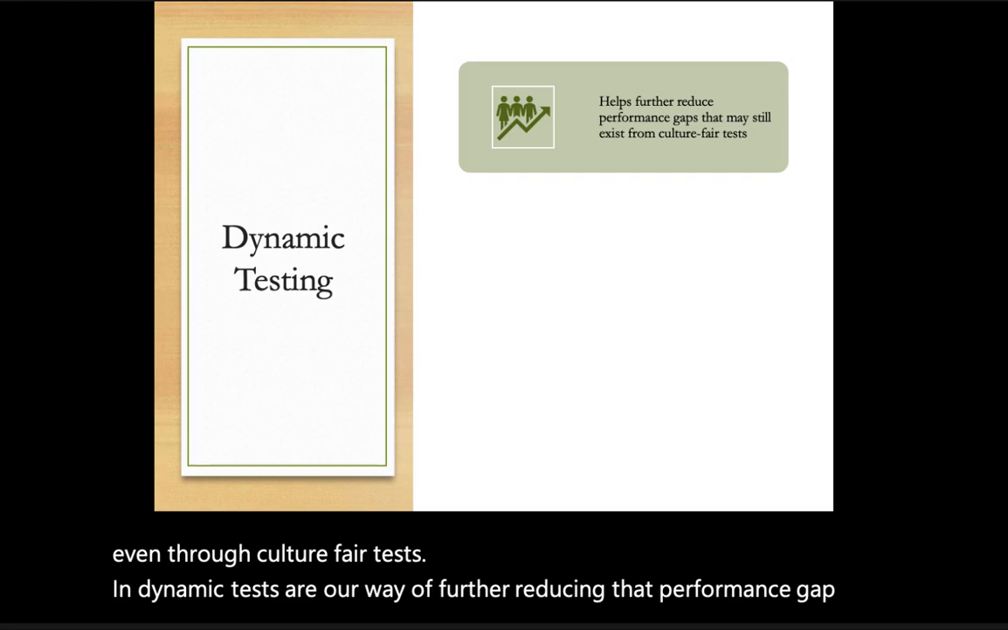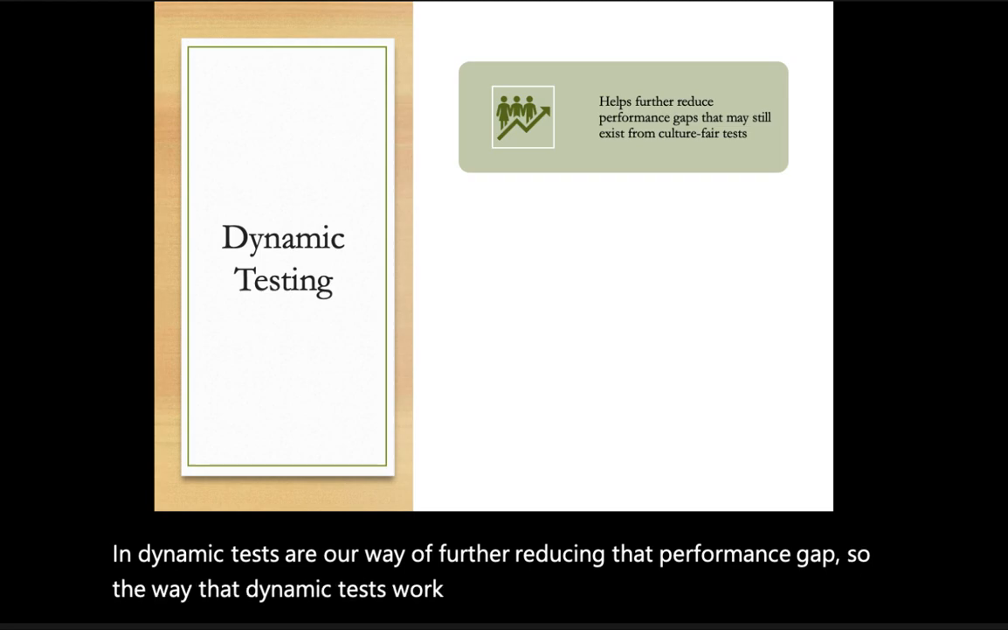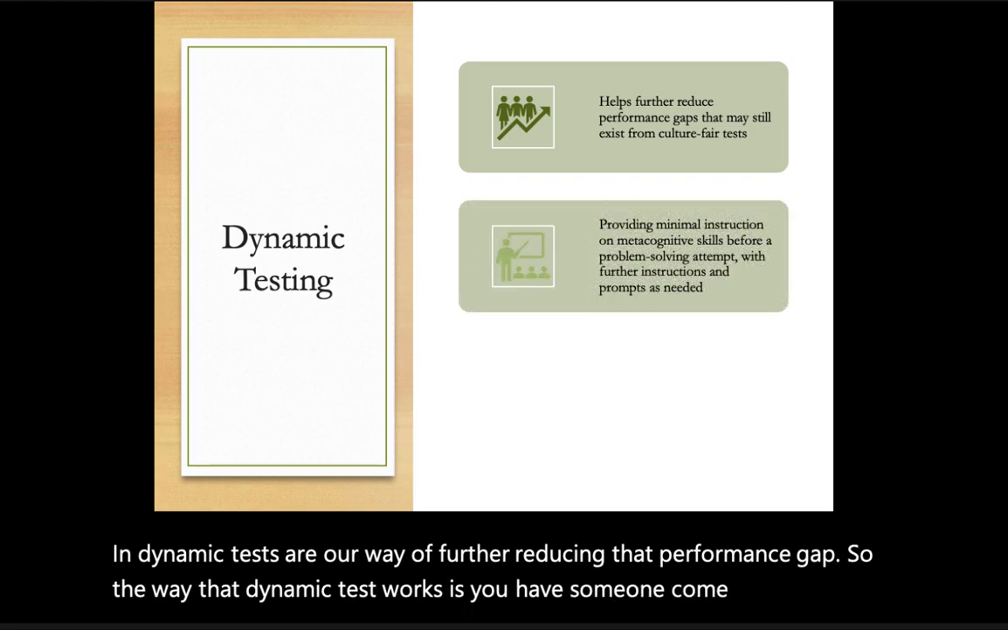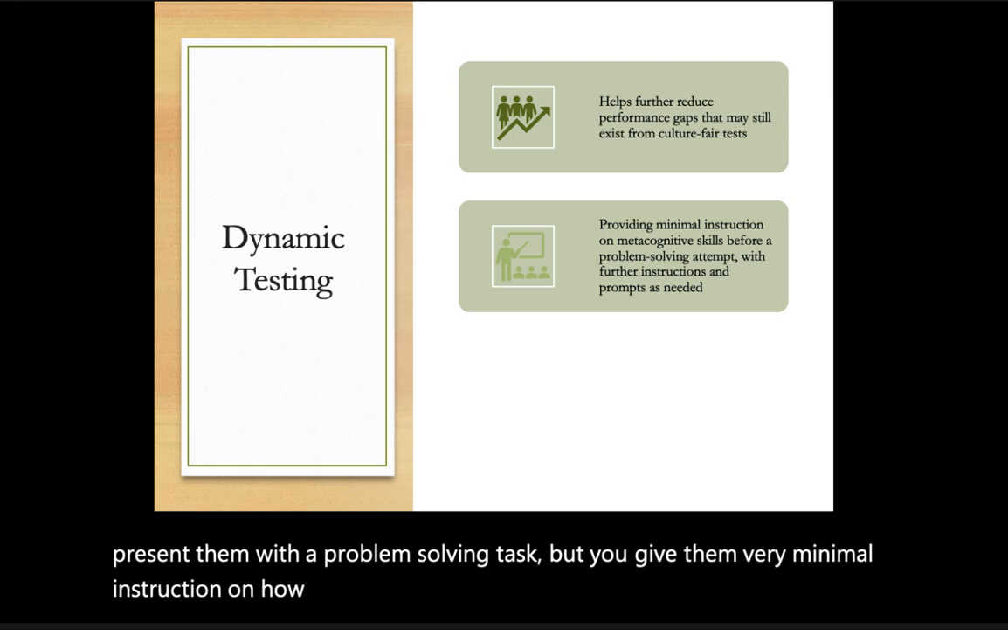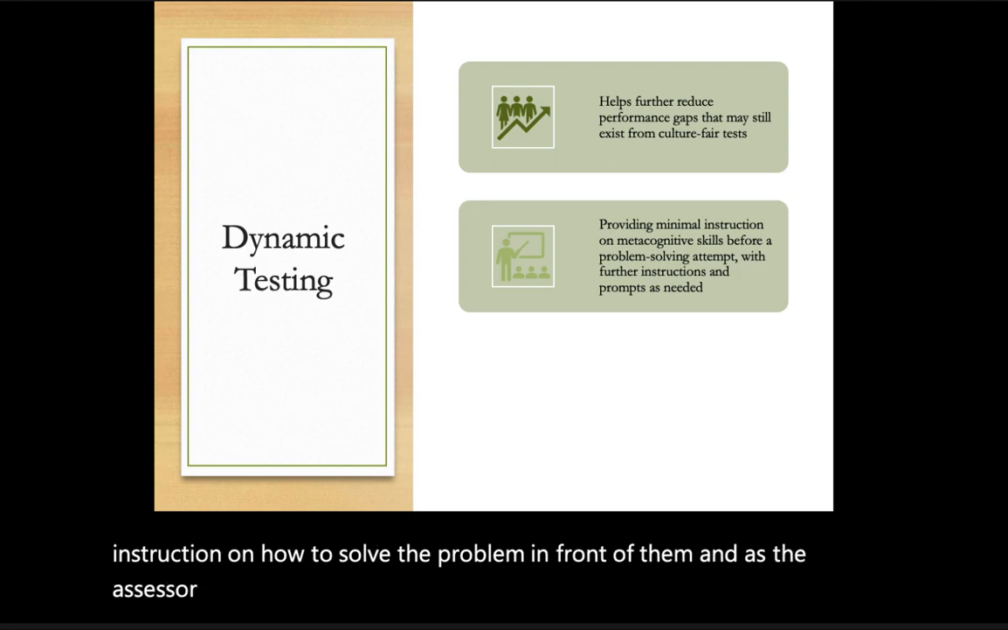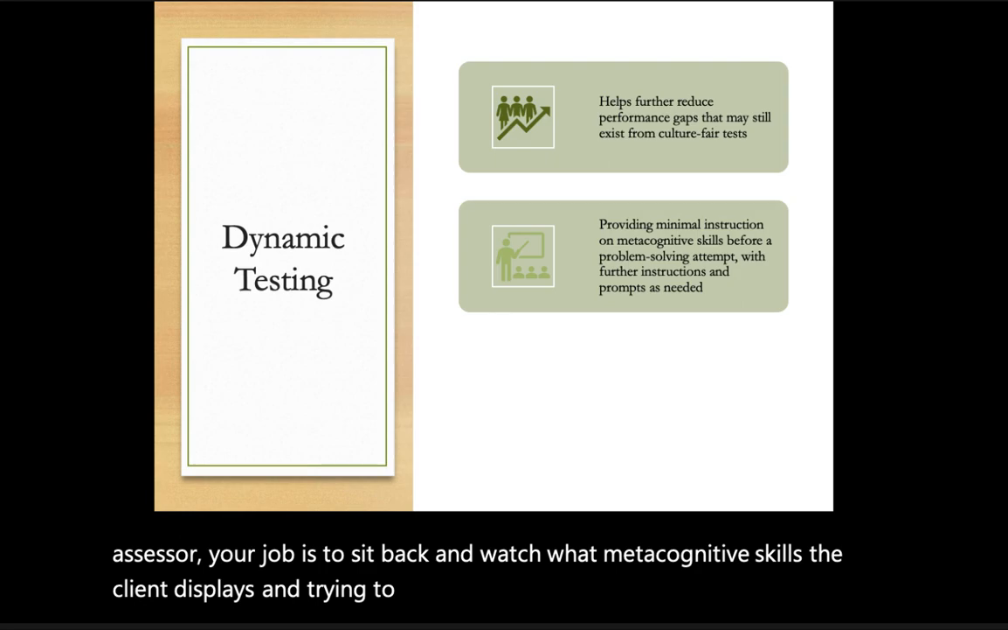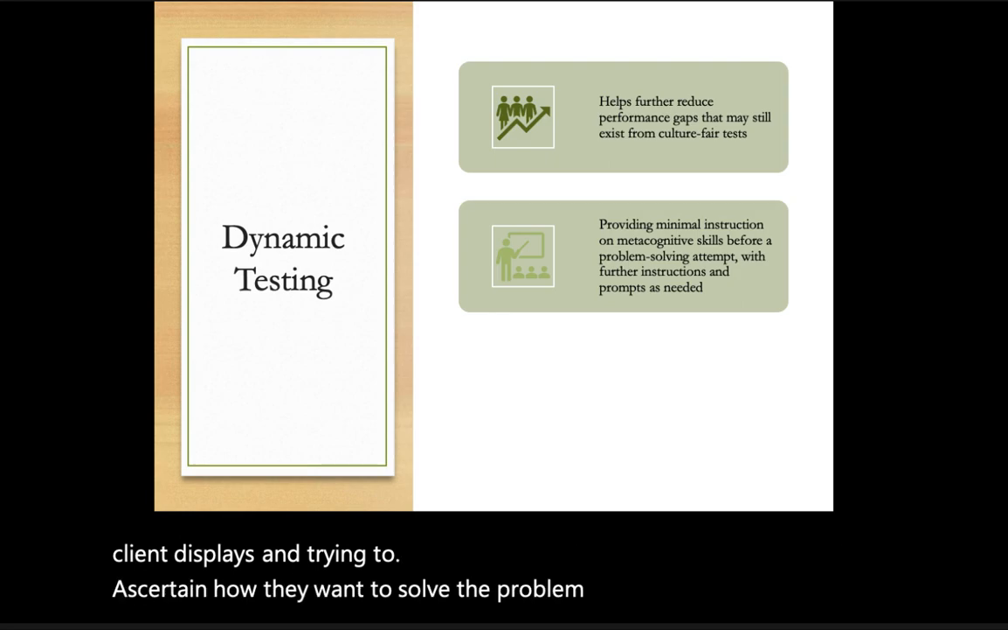So the way that a dynamic test works is you have someone come in and you present them with a problem-solving task, but you give them very minimal instruction on how to solve the problem in front of them. And as the assessor, your job is to sit back and watch what metacognitive skills the client displays in trying to ascertain how they want to solve the problem that's in front of them.